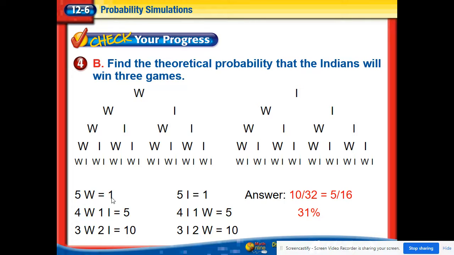1 was 5 White Sox wins, 1 was 5 Indians. 4 White Sox and 1 Indian was 5 of them. We found that by a White Sox win, and then an Indian, or any kind of combination. There was 5 of them, and 10 of them this way, and so on and so forth. So when we're looking for the Indians to win 3 games, that's this probability here. There's 10 out of 32, or 5 out of 16, or 31%. So that's the theoretical probability.